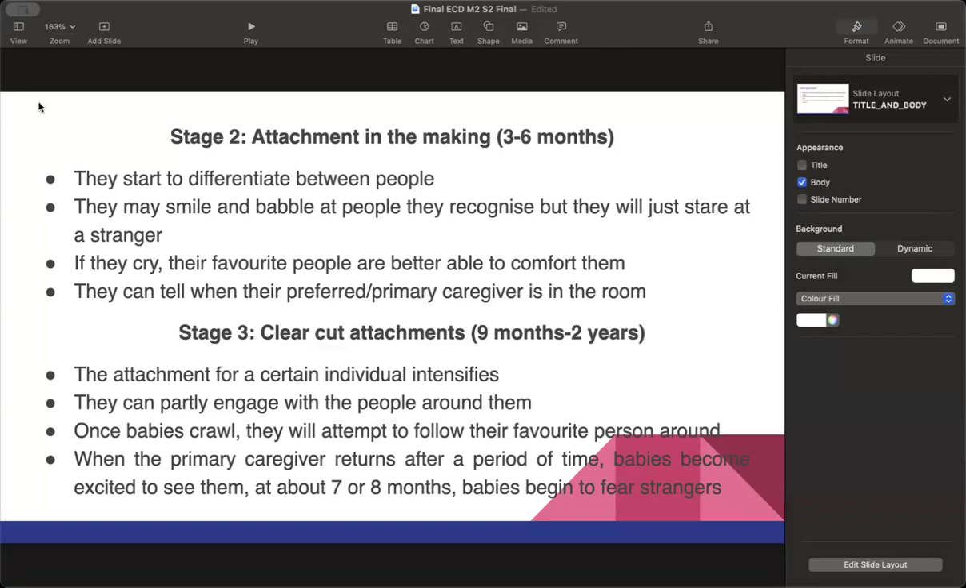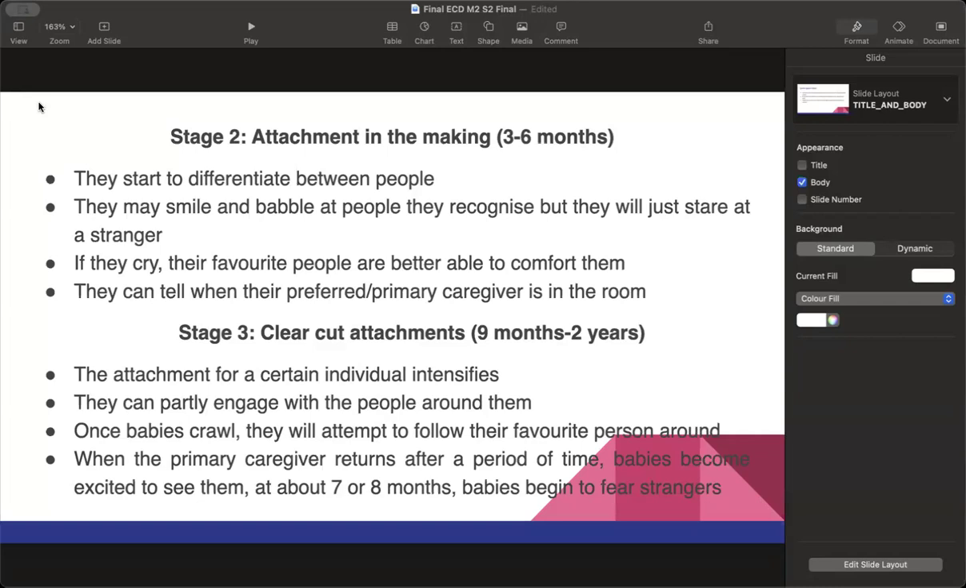We also say in this stage, they may smile and babble at people they recognize, and they will just stare at a stranger. Children are very honest. If they don't know you, they're going to show you they don't know you, and they don't care if you get offended or not. They'll just stare at you. If they cry, their favorite people are better able to comfort them, and they can tell when their preferred or primary caregiver is in the room. And like we said just now, it can be as simple as recognizing the voice, or that person's scent or signature spray or perfume. So that is attachment in the making.